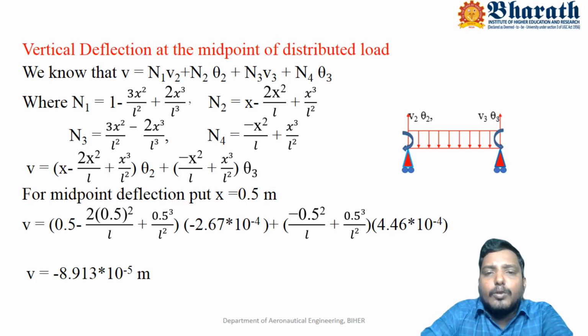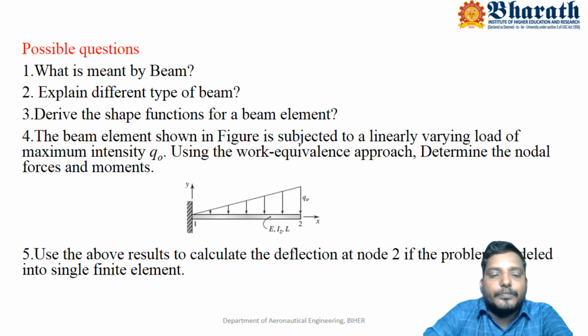V2 as well as V3 become zero, because we already found the V2, V3 values to be 0. Node 2 has a roller support, which offers a reactive force that restricts the movement, therefore V2 will be 0. In the same way V3 is also 0, because the reactive force restricts the lateral movement of node 3. Substituting V2, V3 equal to 0 as well as x equal to 0.5 meter, we finally arrive at the vertical displacement at the midpoint of the uniformly distributed load: V is equal to minus 8.913 into 10 power minus 5 meter.